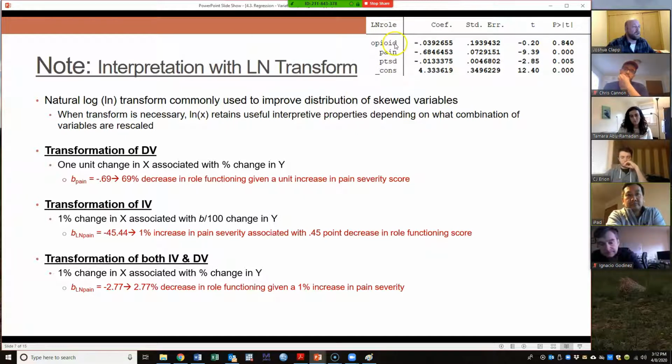Okay. And here, you could interpret this as a percentage difference in role functioning across people using opiates and not using opiates, but we have absolutely next to zero evidence of any unique effect of opiate use on role functioning in this model. So it doesn't make sense to provide any sort of practical interpretation of this, other than we don't have evidence of an effect. Okay. Questions?